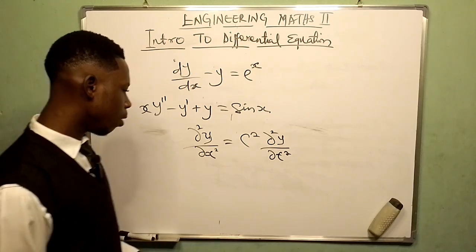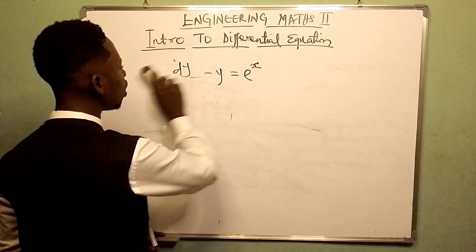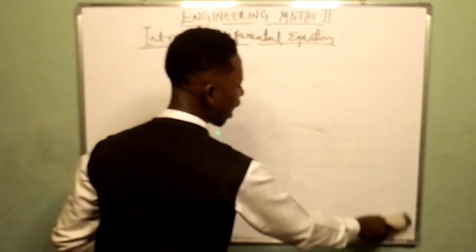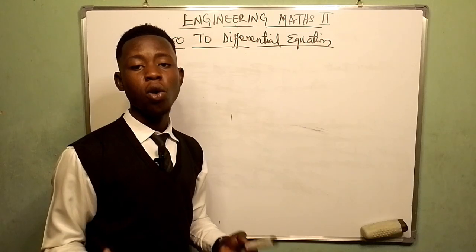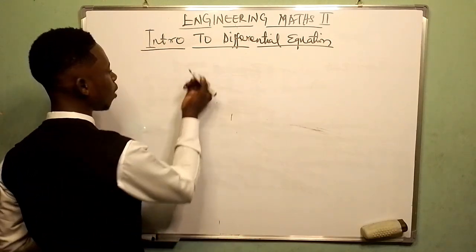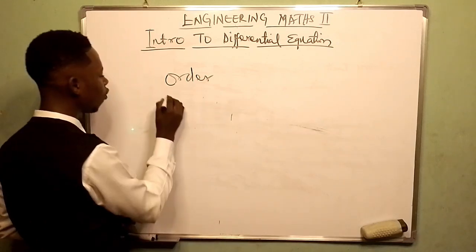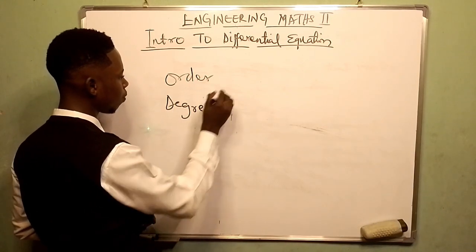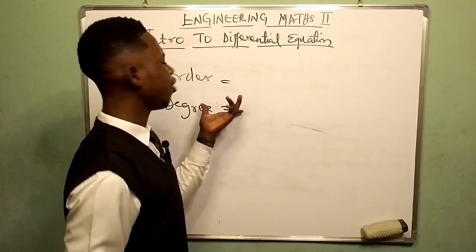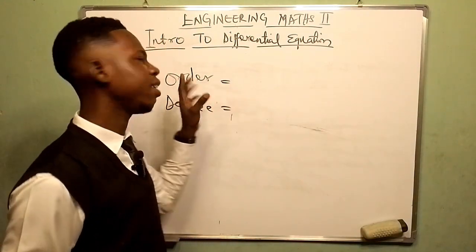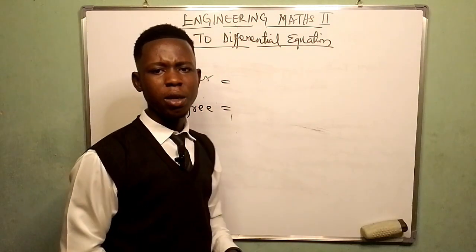Now we will go to classification of differential equations by order and degree. A differential equation can be classified by order and degree. Now when we talk of order, and then we talk of degree, how do we find a difference between the order and degree of a differential equation?